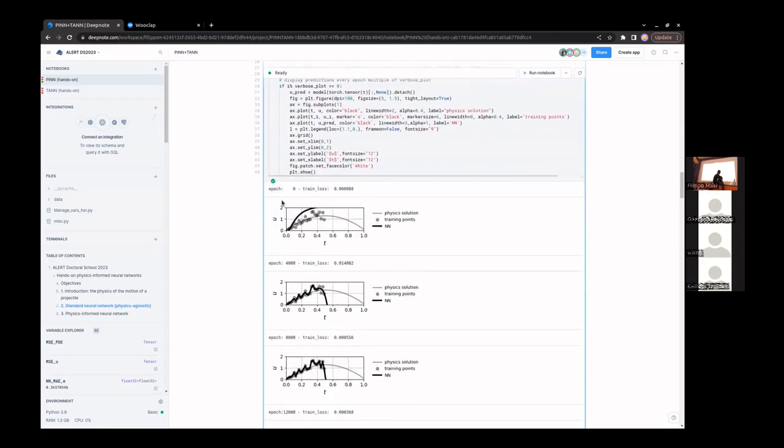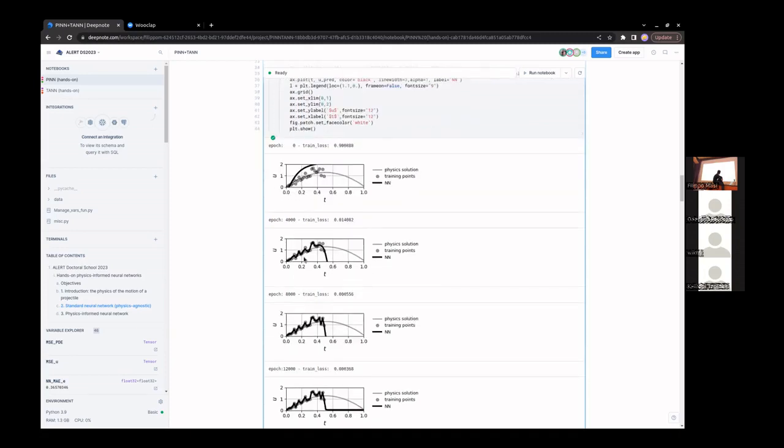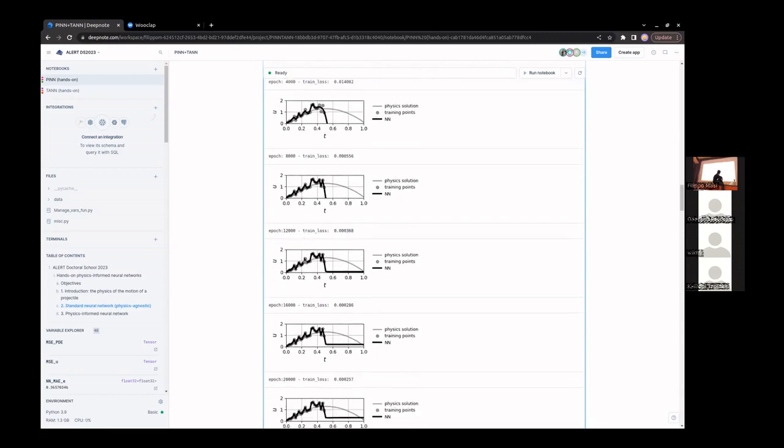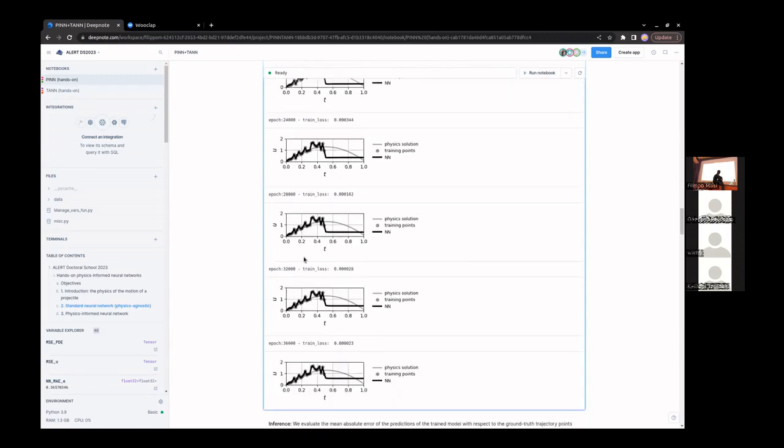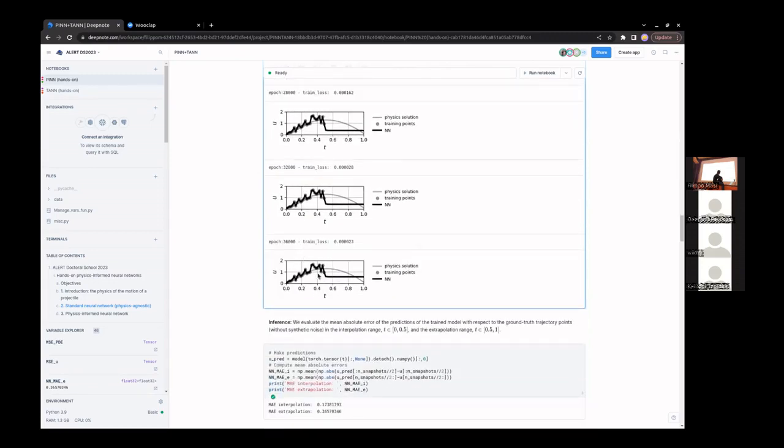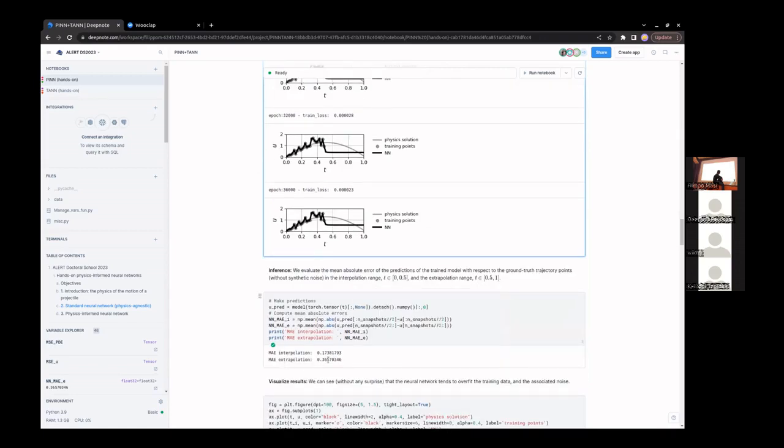What this gives us is basically the prediction of the neural network, in black, continuous in time, with respect to the physical solution and the training data. You see that quite rapidly the neural network is able to successfully fit the training data set, but of course, as you can imagine, it cannot really extrapolate. Now we can plot the mean absolute error, so the L1 norm of the error in the interpolation and the extrapolation range.